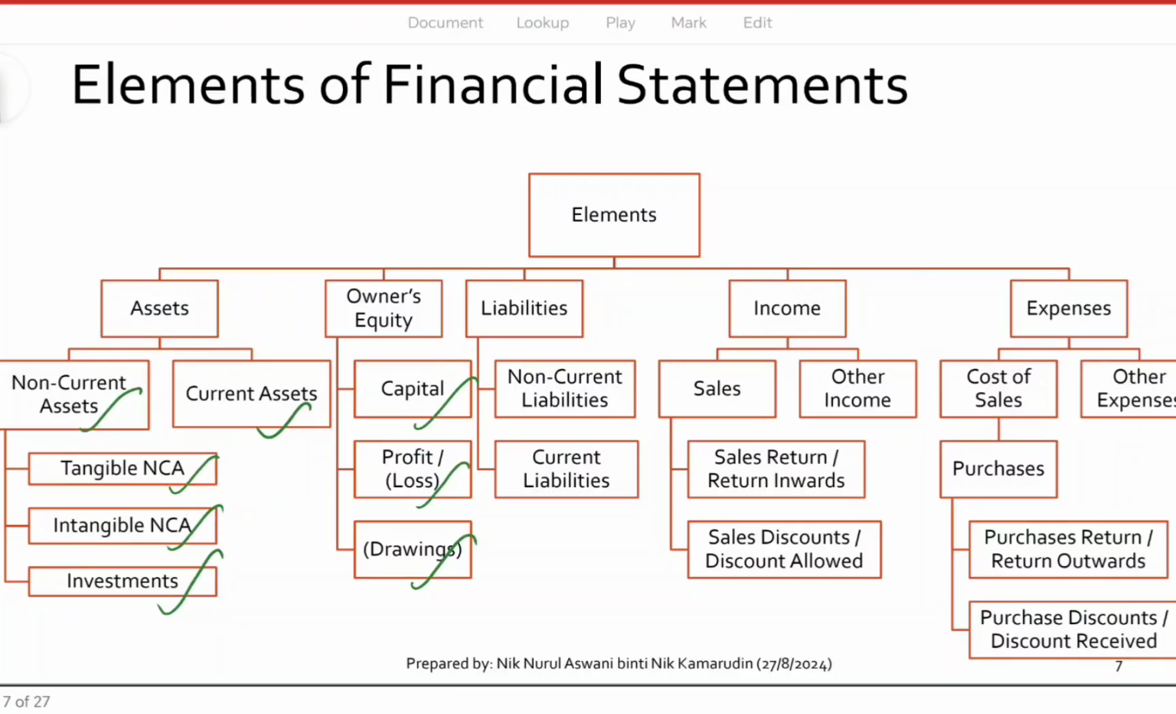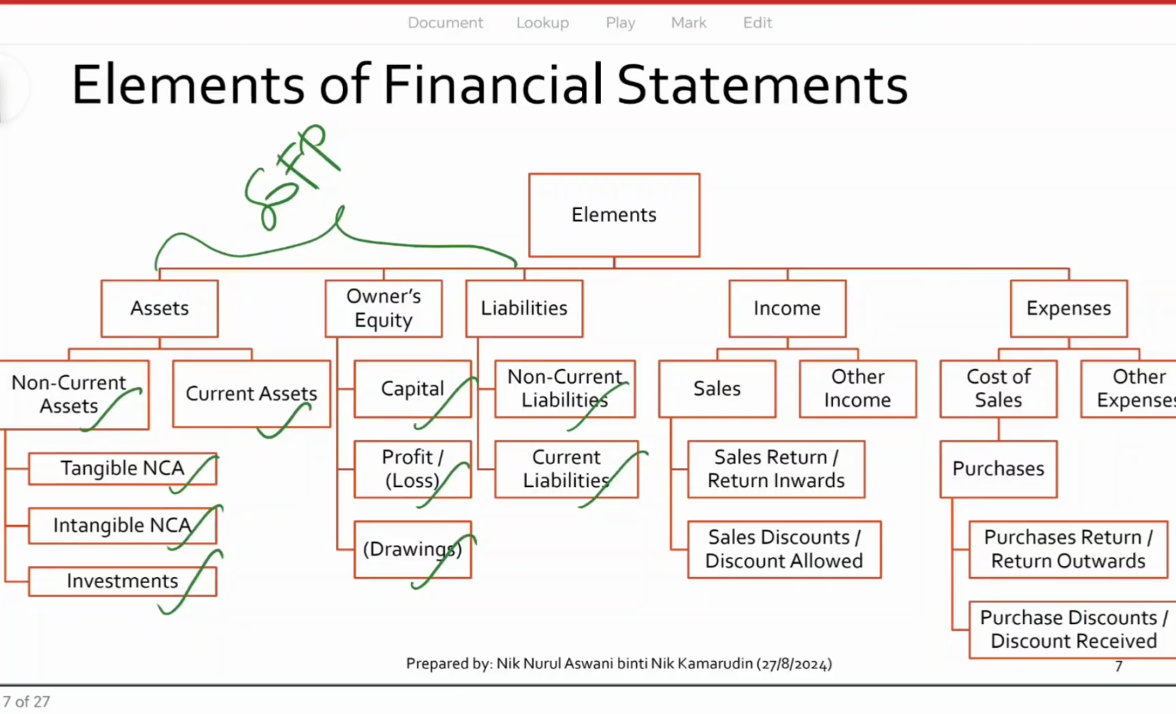For the liabilities, we divide into non-current liabilities and current liabilities depending on the repayment period for the liabilities. If it is more than 1 year, then we classify as non-current liabilities. If it is to be repaid within 1 year, that falls under current liabilities. And these three elements, again, are presented in the statement of financial position.